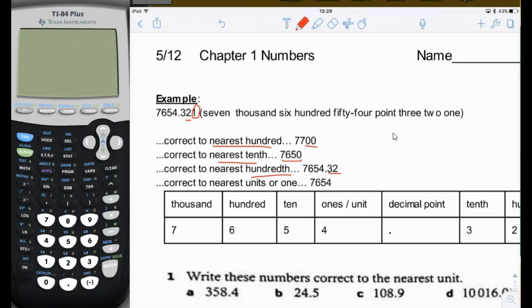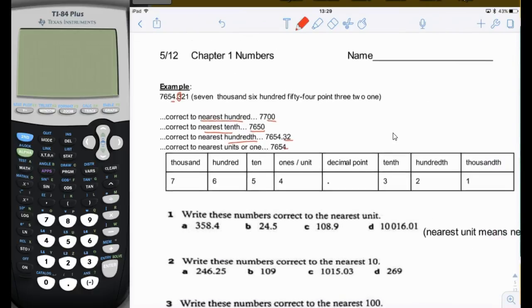Okay, and then correct to the nearest units or ones, we're going to look at the 4 here. Are we going to keep it as a 4 or are we going to round it up to a 5? Well, we're going to look at the number to the right. It's a 3, so we do not round the number up. We keep it as 4.